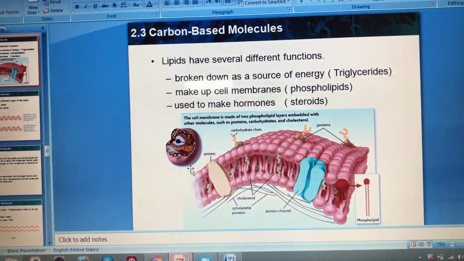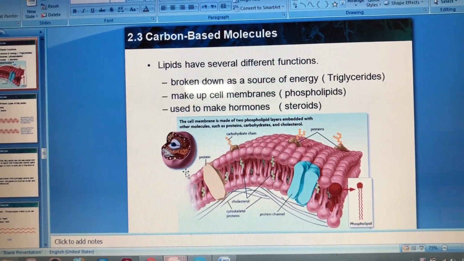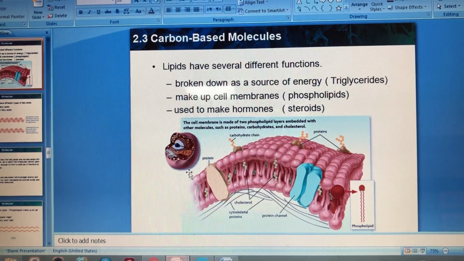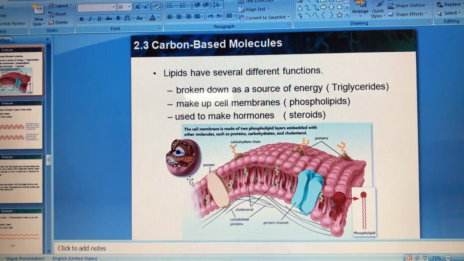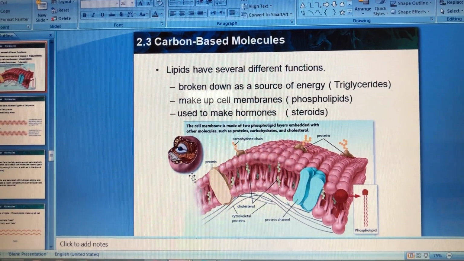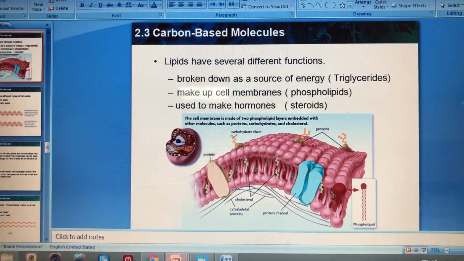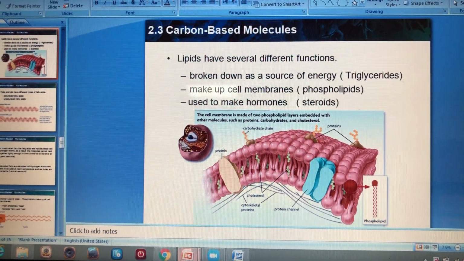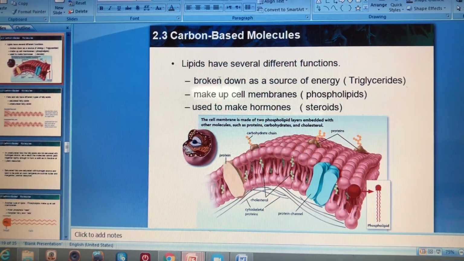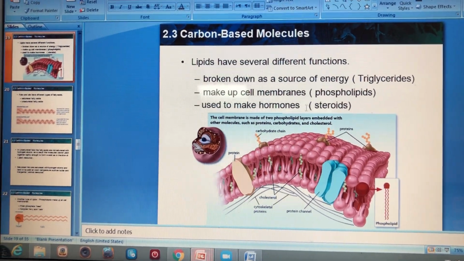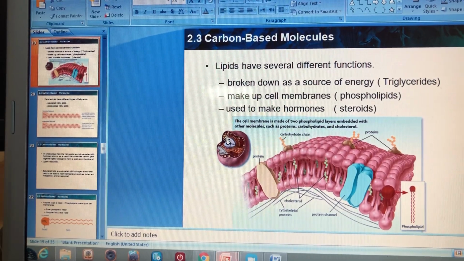Now we said that lipids have different functions. They are broken down as a source of energy, they make up the cell membrane, and they are used to make hormones. Triglycerides are the main type of lipids that give us a source of energy. The type of lipid that makes up the cell membrane is the phospholipid. Let's talk about the phospholipid now.